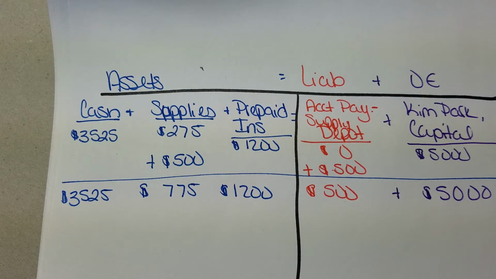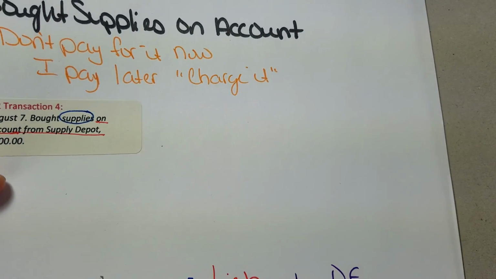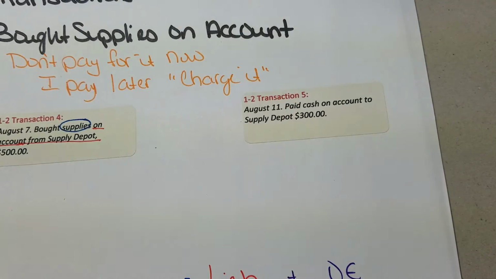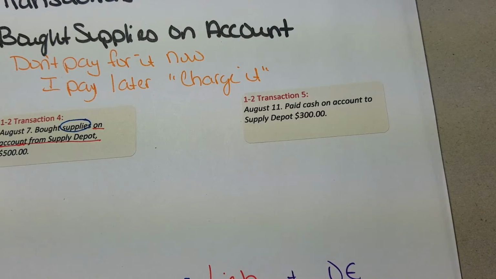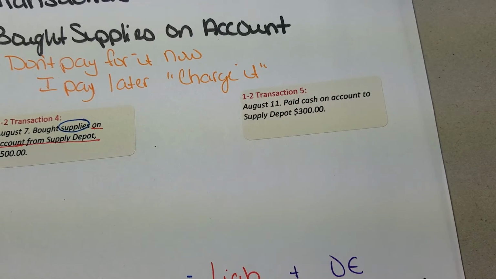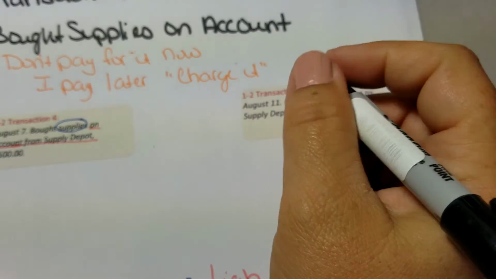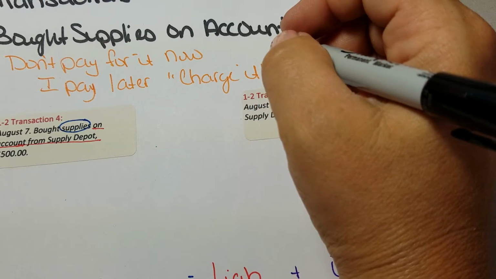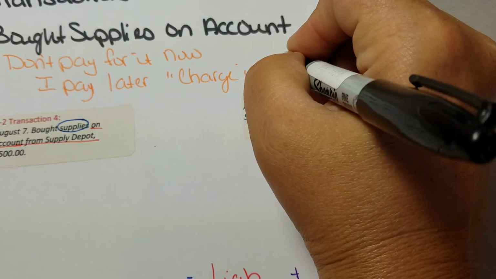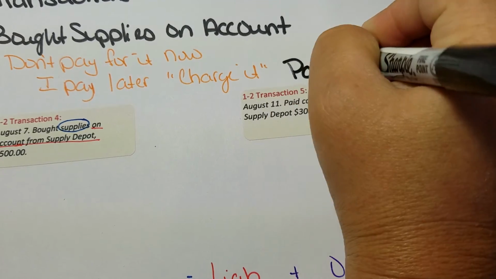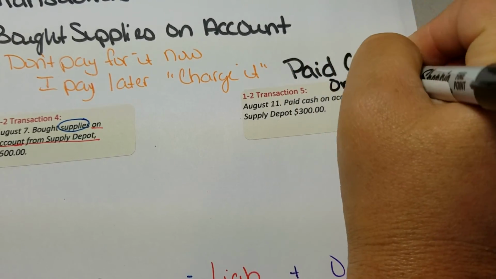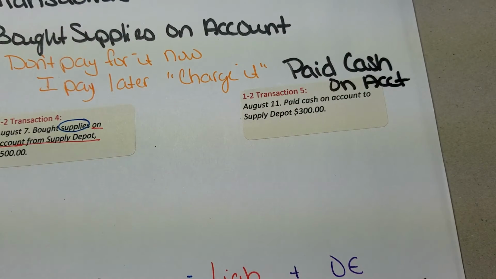Okay, so the next transaction type we have, and the reason why I left this big space up here, transaction number 5, I'm just going to go ahead and put it here, says that we're paying, this time we're going to pay cash on account. I almost didn't leave myself enough room.